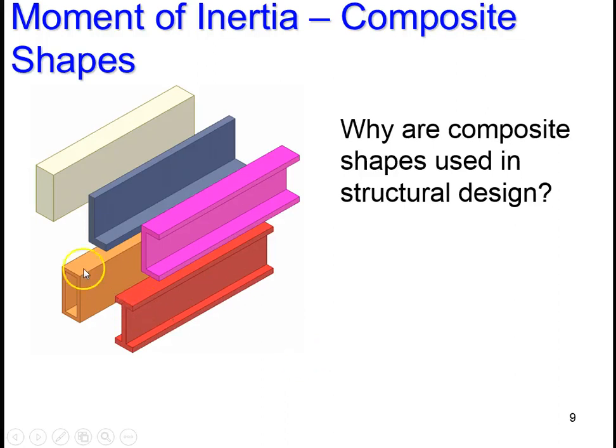We use different shapes of beams when we're building. We could use something like a 2x4, but when we talk about metal pieces, we use different shapes like an L beam, an I beam, a C channel.